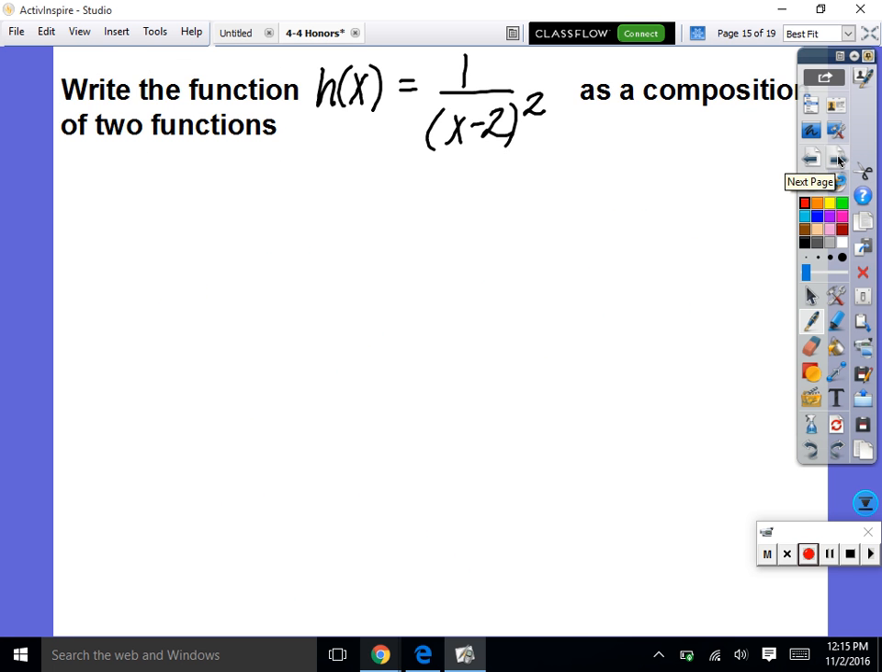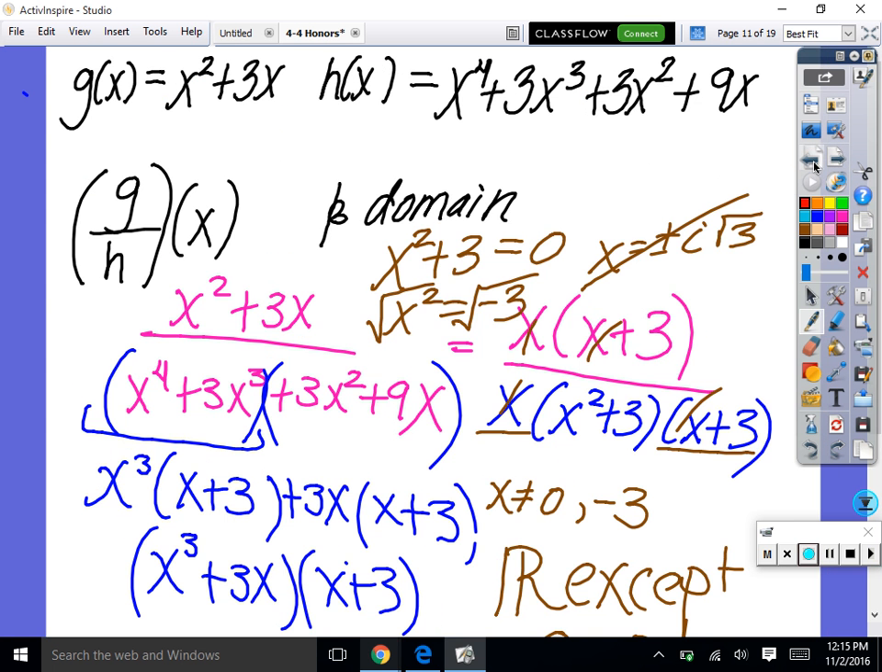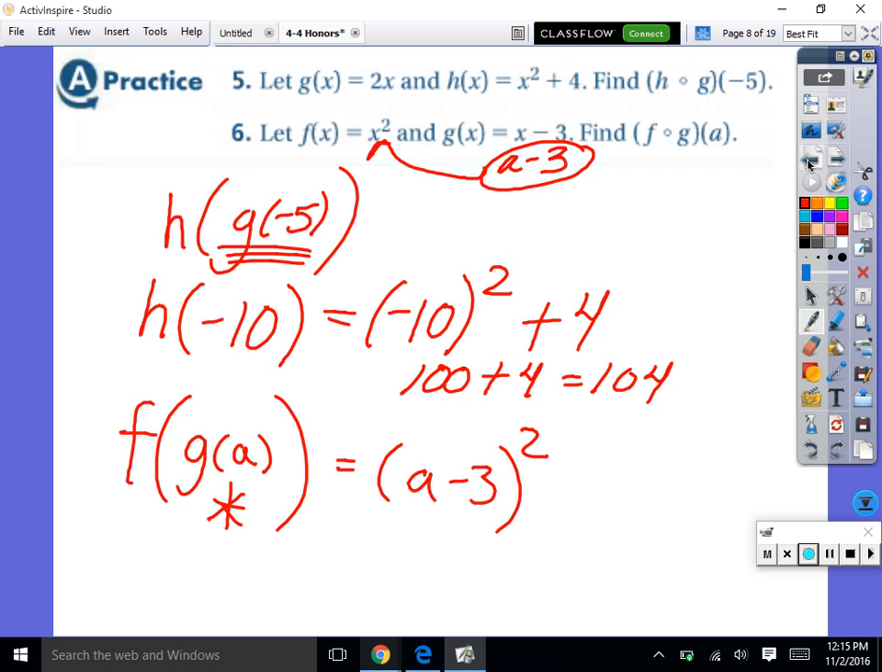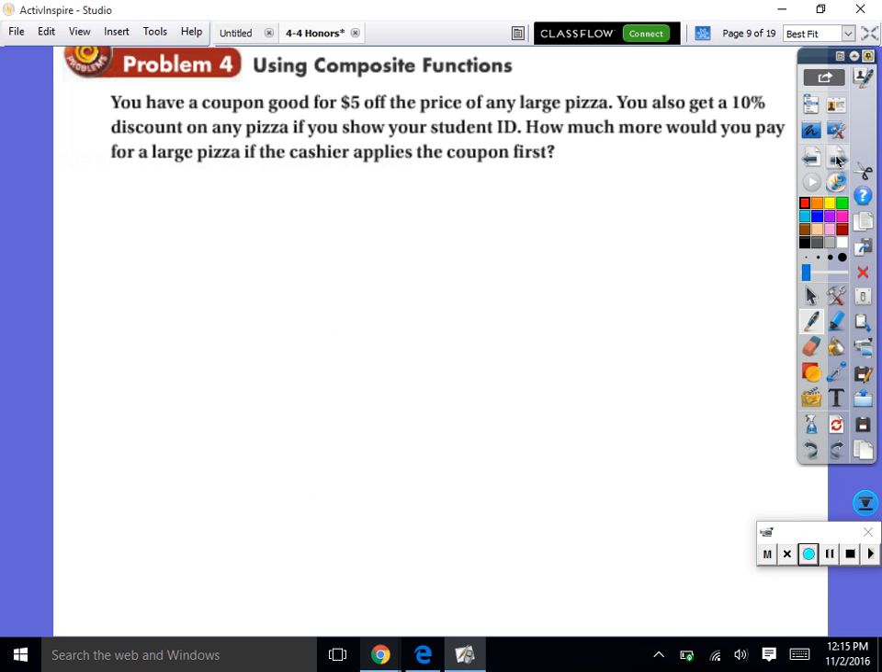Okay, let's go to this piece. Here is a real world problem, and it's actually easier than it looks, so let's go through it. It says, you have a coupon. Do you guys say coupon or coupon? Okay. You have a coupon good for $5 off the price of any large pizza. You also get a 10% discount on any pizza if you show your student ID.